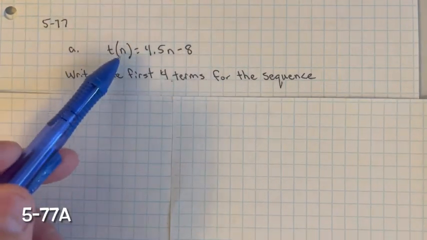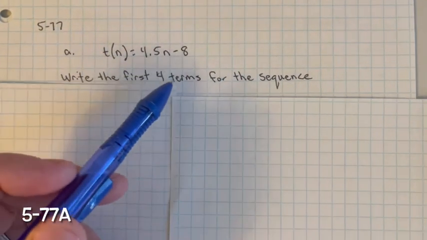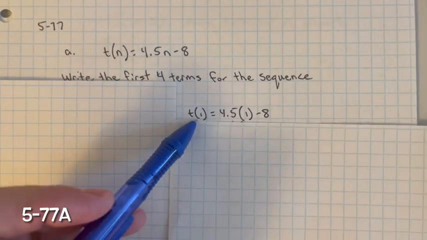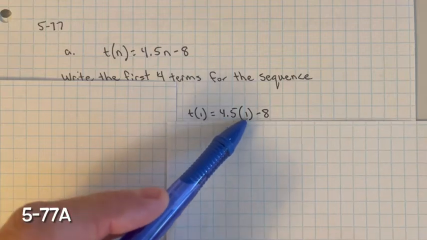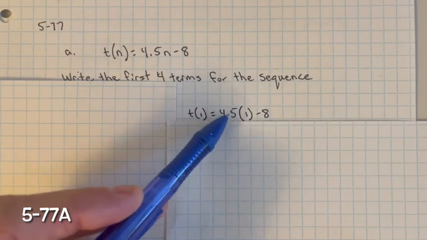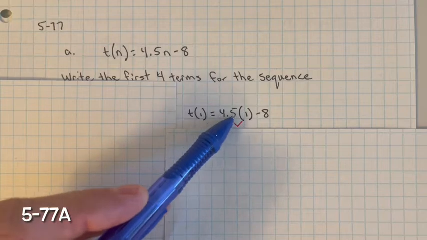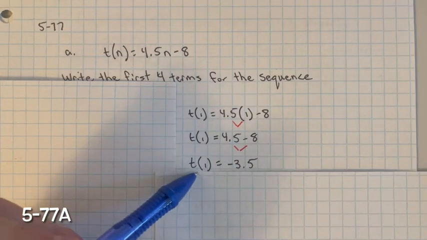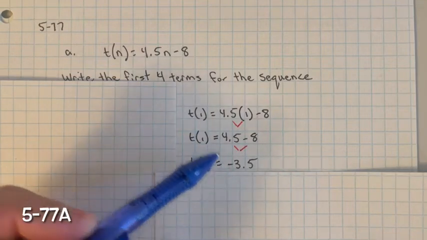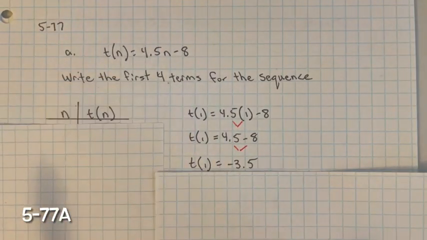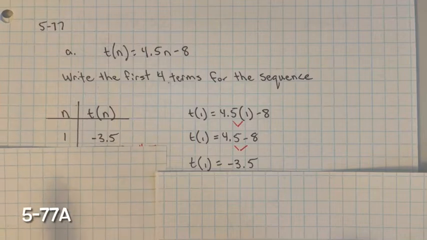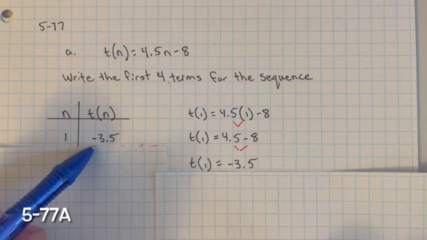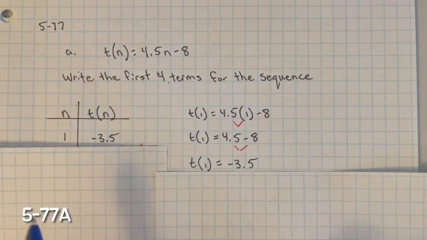So if we do T of 1, we plug in 1 for n. So T of 1 equals 4.5 multiplied by 1 minus 8. 4.5 multiplied by 1 is 4.5, minus 8 gives us T of 1 equals negative 3.5. And I'll go ahead and put that in a table. If n is 1, T of n equals negative 3.5.